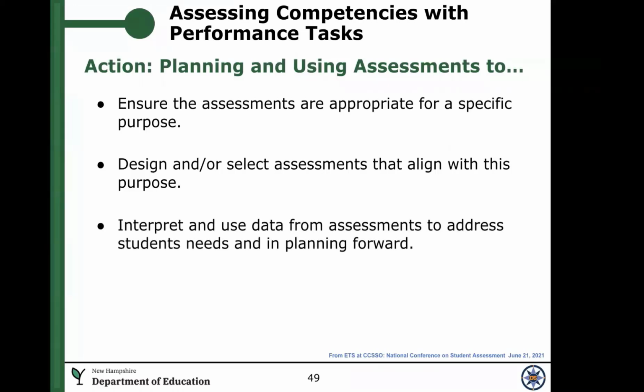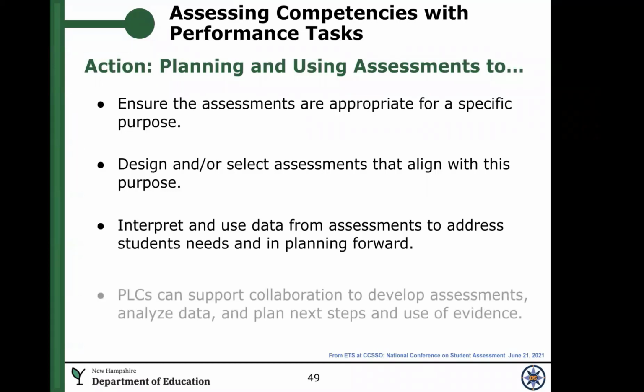And we want to be able to interpret and use the data from the assessment to address our student needs and in planning forward. Are they getting it? Are they really strong in something? Is there a common weak area, or do I just need to touch base with one or two students on something? PLCs, either across the content area or across the grade level, can help support and give you the collaboration to develop assessments, look assessments over, help analyze data, and help to plan next steps and use of the evidence.